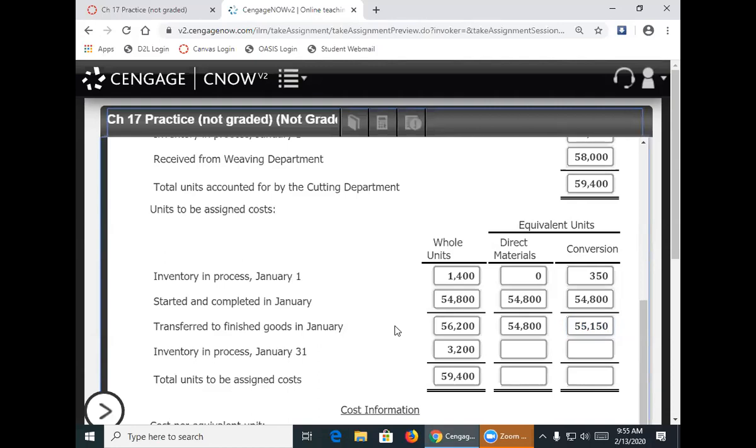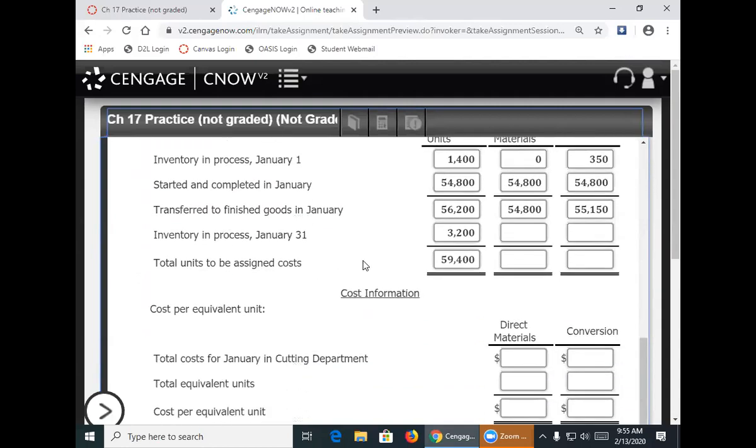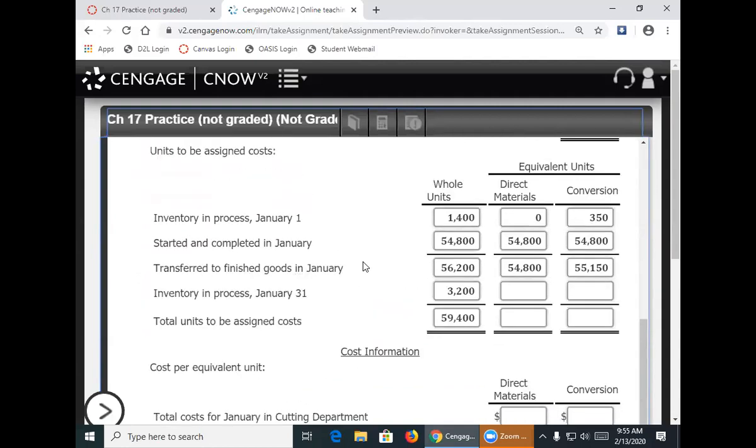And then for our ending inventory, how complete is ending inventory? What percent complete? 30, yeah. They just give that to us up here. Work in process, 3,200 units, 30% completed. So when we're assigning cost or equivalent units to ending inventory, we just use that 30%, okay? So the ending inventory is just 30%.